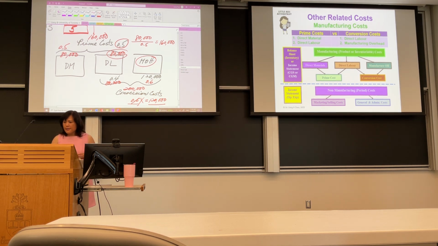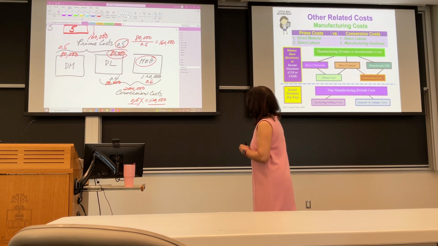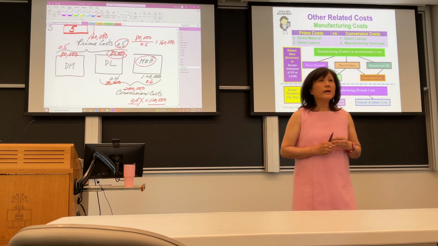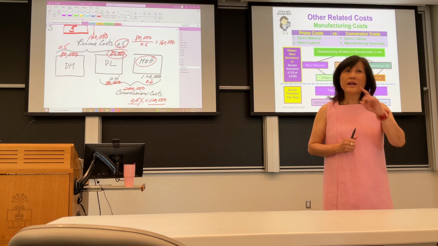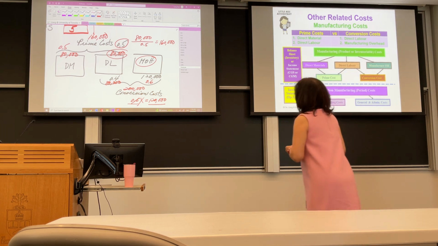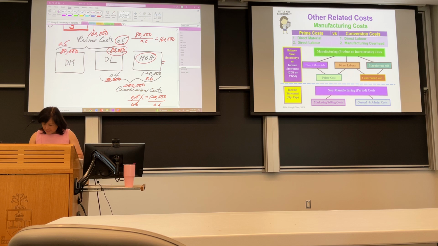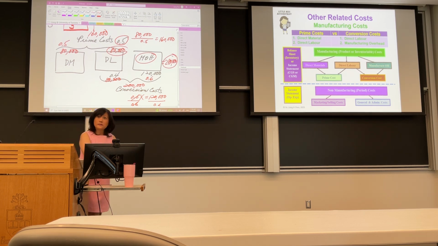Okay, so 160,000 is the prime cost. What's the conversion cost? 200,000. What's the total cost? Is it 360,000? Why not? Because you're double counting. So 80 plus 120 is 200, plus 80 is 280,000. This is the total cost. I'll ask you a question like this. Okay, so I'm done with this.